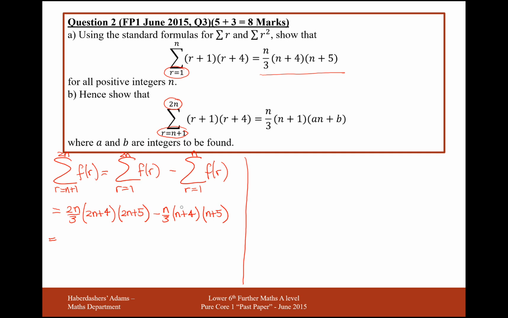So now we can do a bit of factorising. We've got n in both terms. We've got a divisor of 3 in both terms. And what we've got left is the 2 from the 2n at the front, times (2n+4)(2n+5). So it would be 2 lots of (2n+4)(2n+5), then we have to subtract (n+4)(n+5).